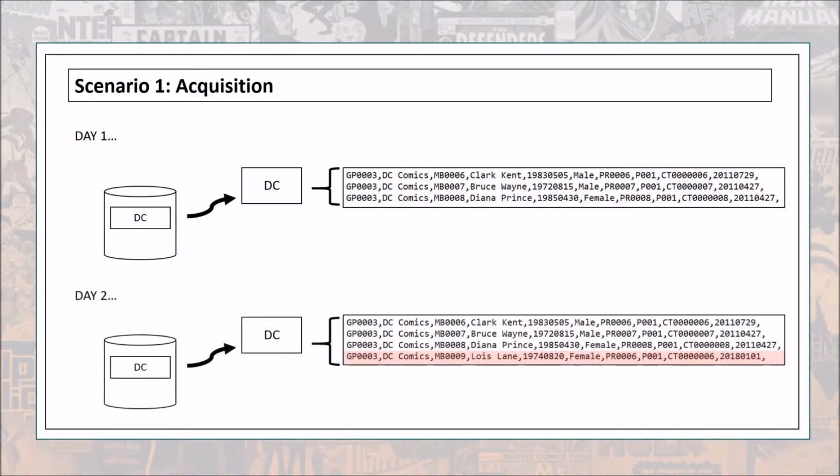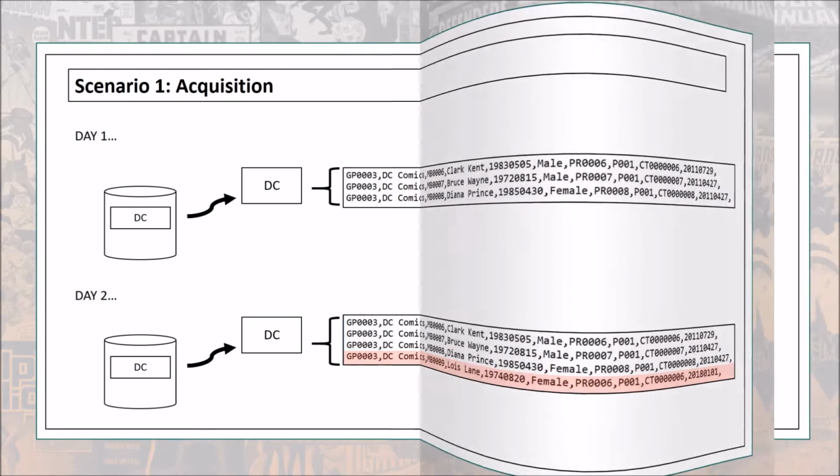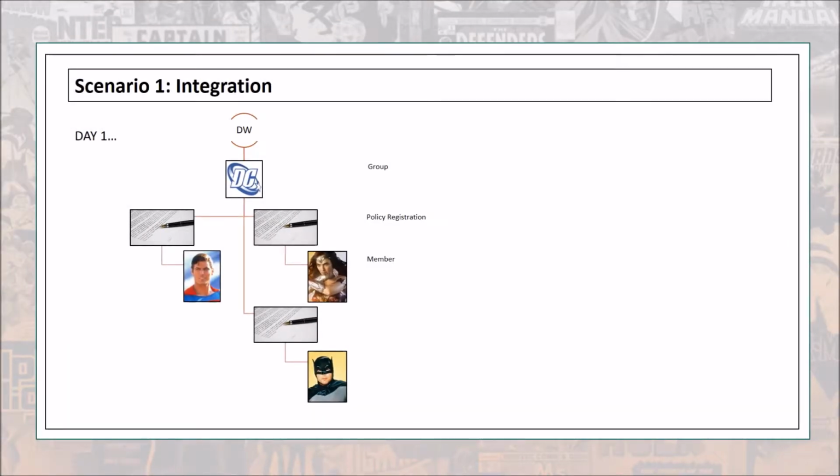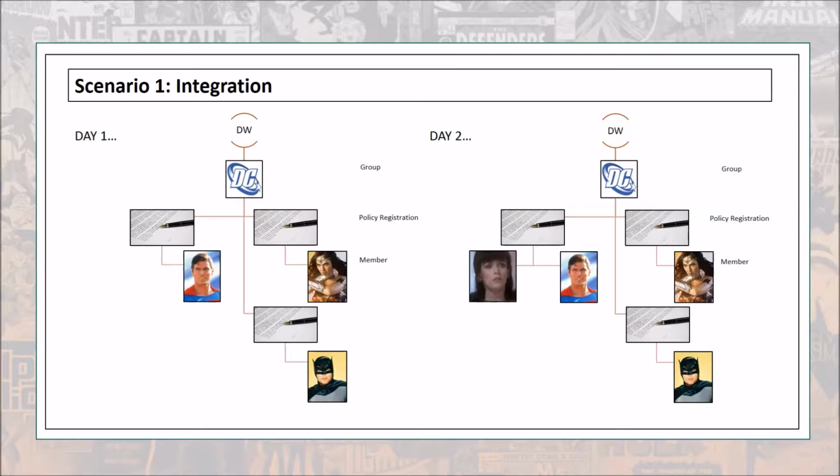And then on day two, there's a new record that exists where Lois Lane has been added, and you notice that where we have PR0006, just down there at the bottom, that's the same policy registration identifier that Clark Kent has. So on day one in the integration model, you would have Superman, Wonder Woman and Batman. And on day two we can see that Lois Lane has been brought under the same policy registration as Superman.